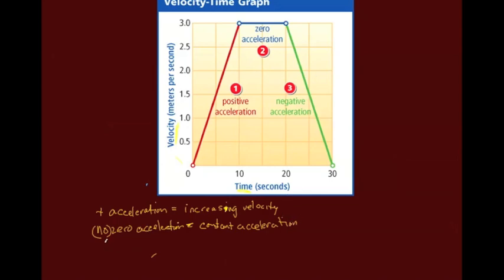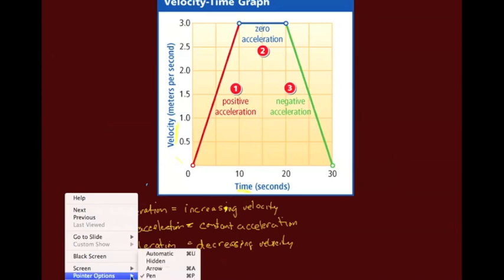And then you have negative acceleration, which means you have a decreasing velocity. Now, as with our other graphs, the steeper the line, the greater the change. So what do I mean by that?